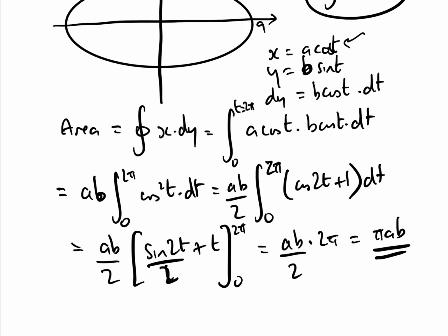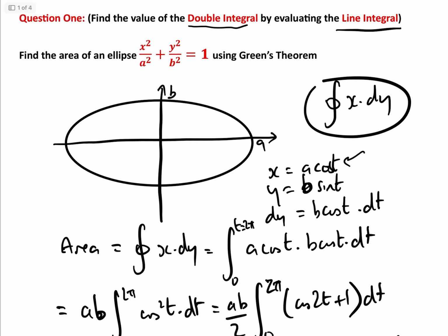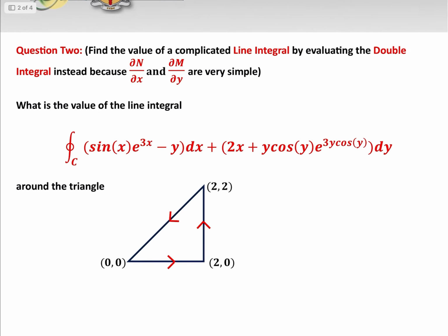So that's another way of getting the area of an ellipse using Green's theorem, by taking advantage of this, that the area is equal to that. Okay, so that's question 1. That's a relatively simple one. Now, more common in exams is question number 2.